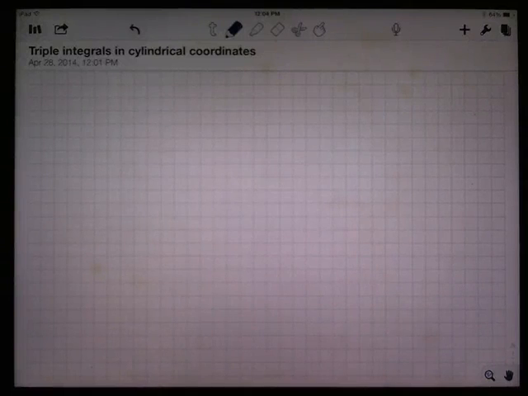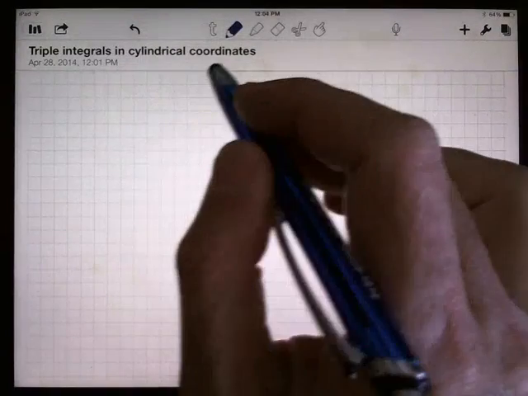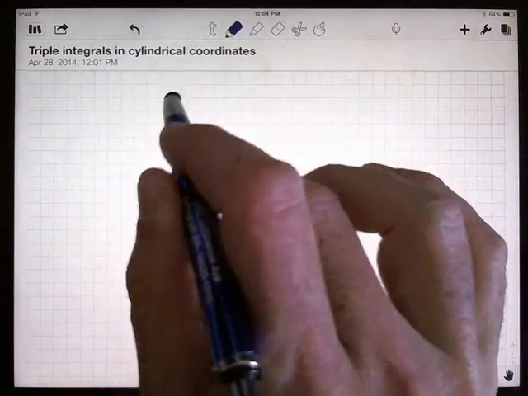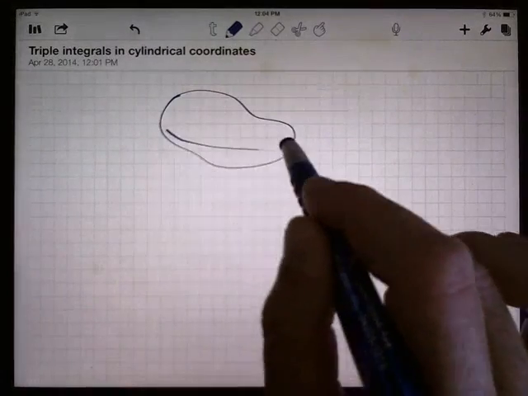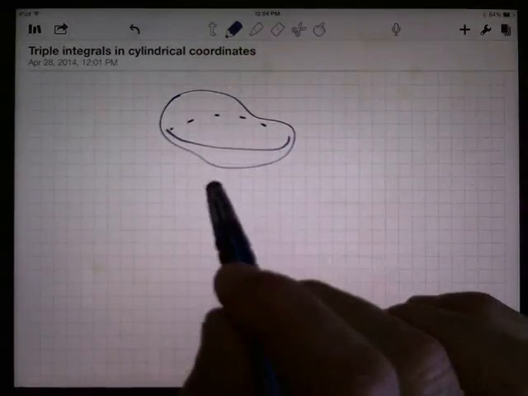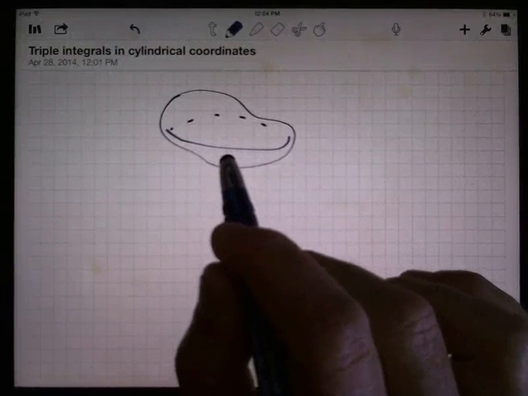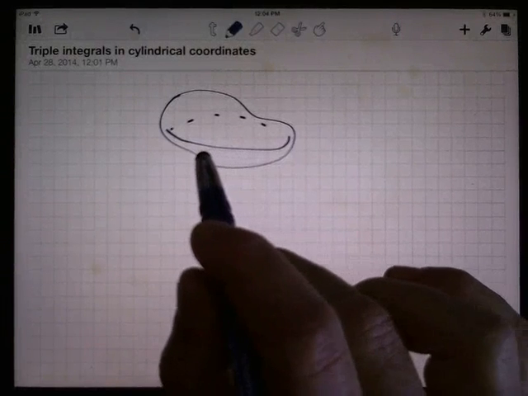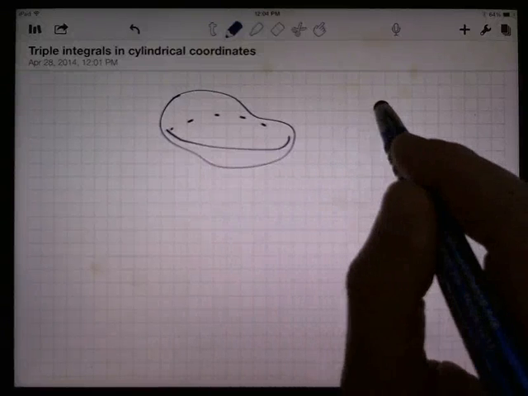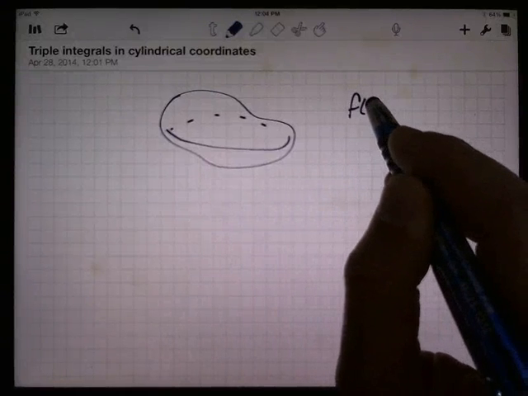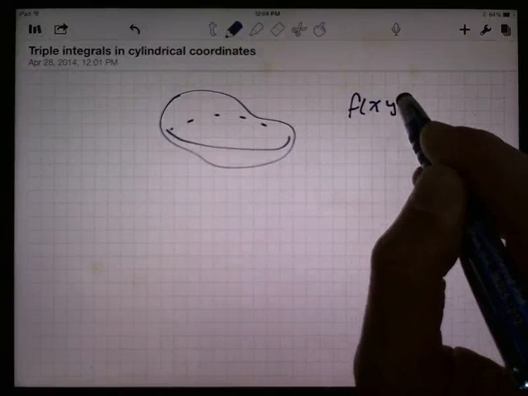All right, I want to take a look at triple integrals in cylindrical coordinates. So the idea is you've got some region in space. It's some three-dimensional thing. Of course, I'm drawing it in the plane, but anyway, it's supposed to be three-dimensional. You've got some function that's a function of x, y, and z.